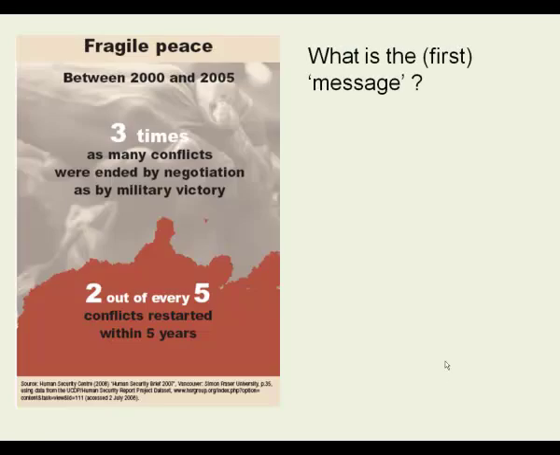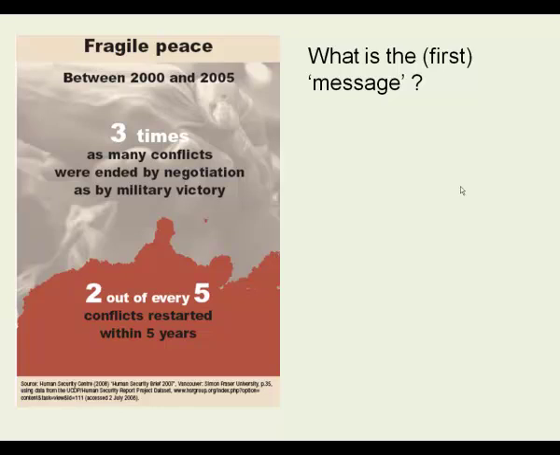Fragile peace. Human security brief given out by the Human Security Centre in 2006. The first message here is most conflicts ended by negotiation. Most conflicts in the world ended by the 2 sides getting down and sitting together and talking rather than by one side beating the other. 3 times as many conflicts.